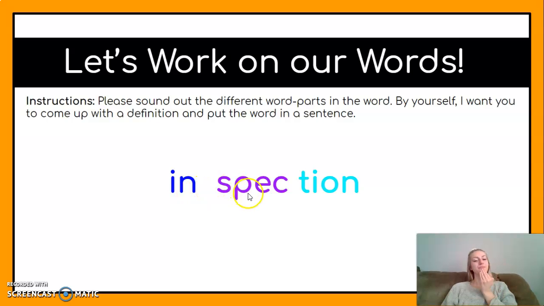In. Spec. Shun. And the word is? Inspection! Good! Alrighty, so I want you to think, what does inspection mean? And I want you to try and use it in a sentence, okay?